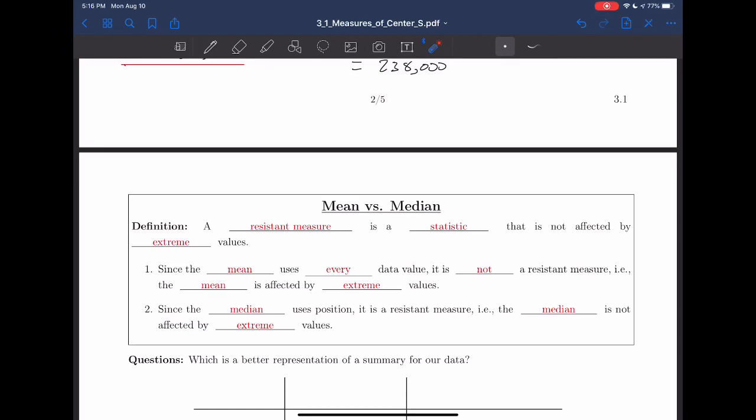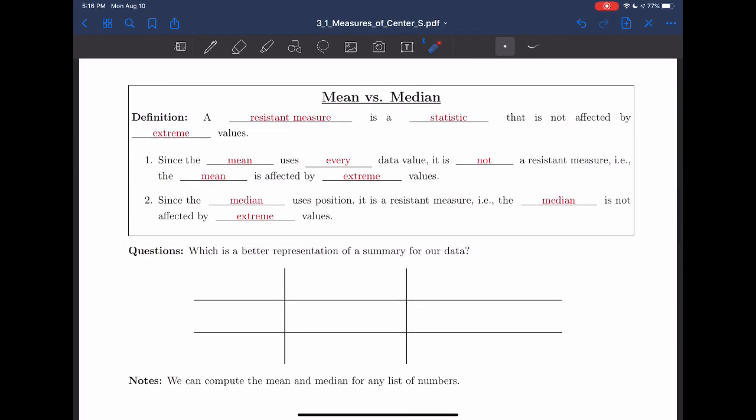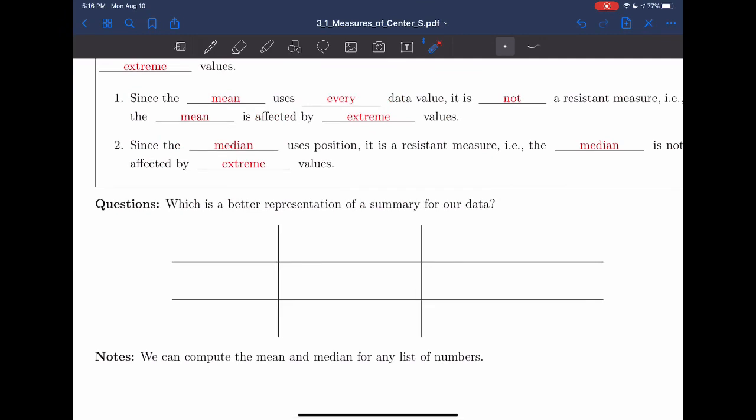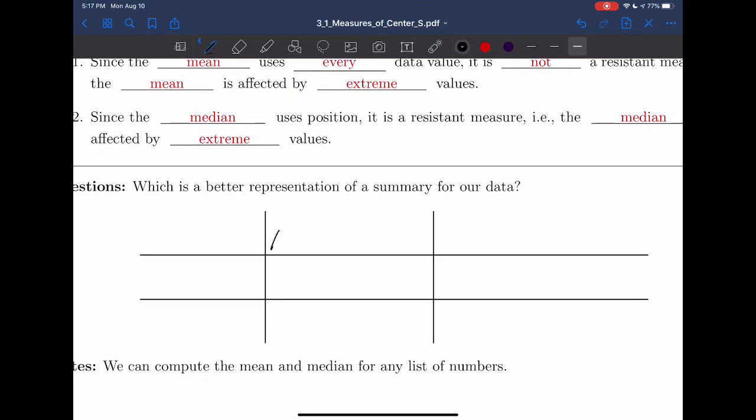This begs the question: which one's better, the mean or the median? Well, both of them have some advantages and disadvantages. It depends on what data set you're dealing with. So here, I made a little chart that we can discuss about some advantages and disadvantages for both the mean and the median.